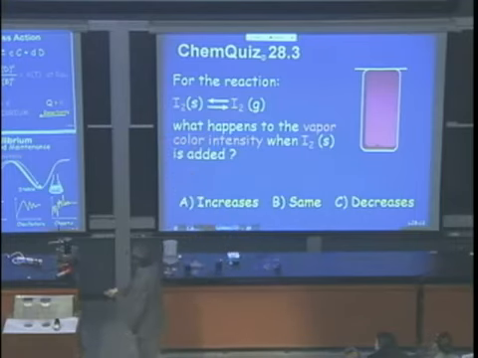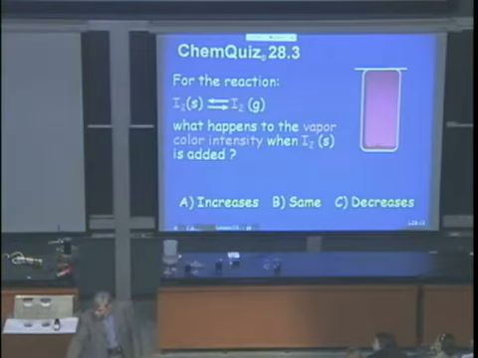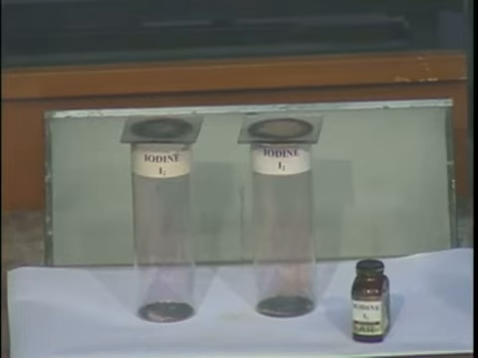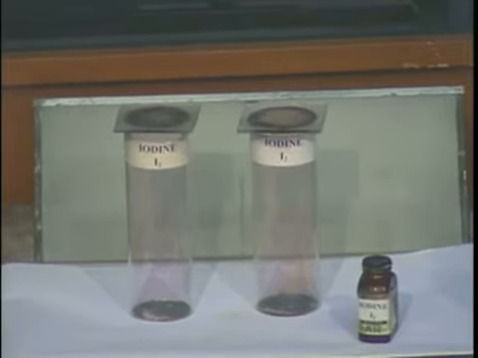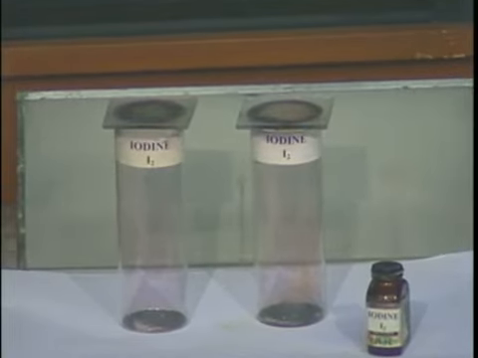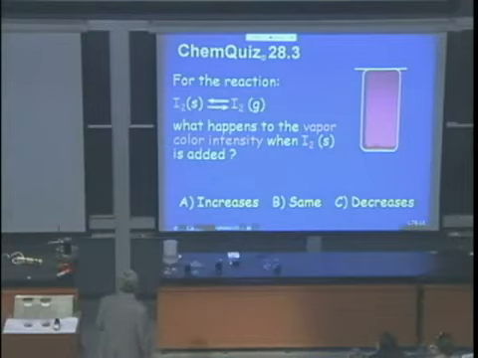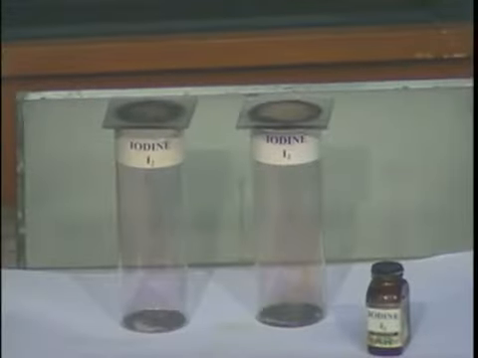So we have iodine in here, and you see this light blue tinge here? See that? This is the iodine, that's solid iodine, and that's the gas, the iodine gas, the I2, okay? And so now I'm asking you, this is the equilibrium. What happens to the vapor color intensity if I add some more of this iodine? Does the vapor color intensity increase, stay the same, or decrease?